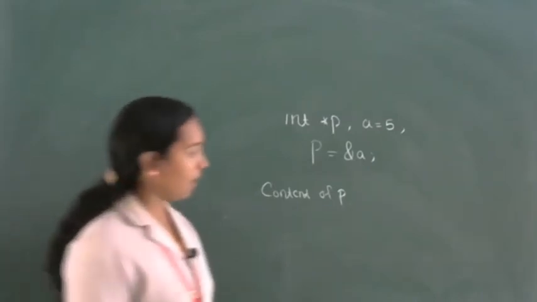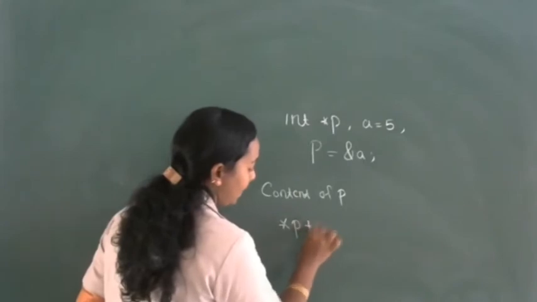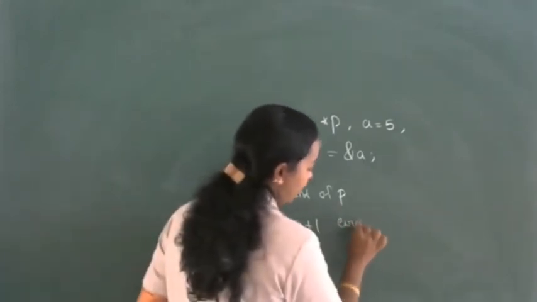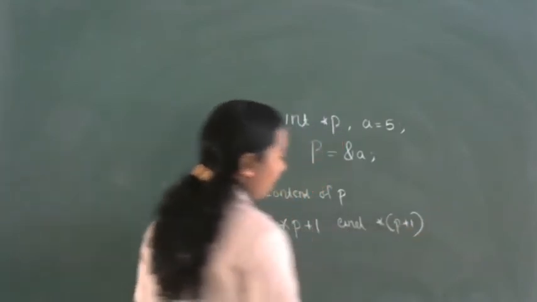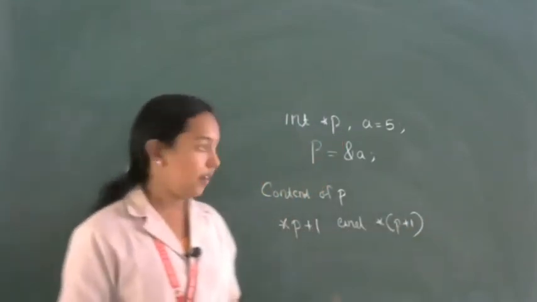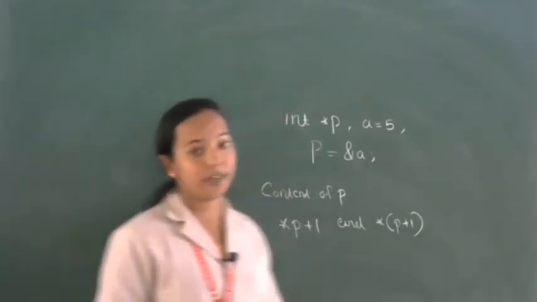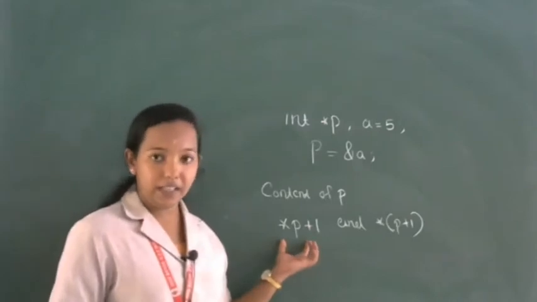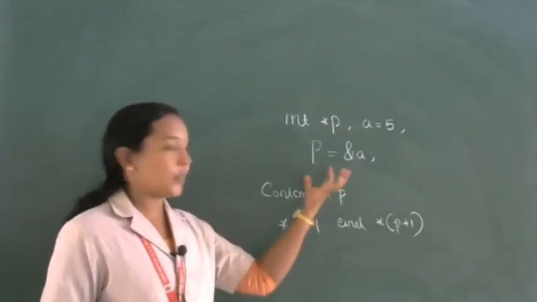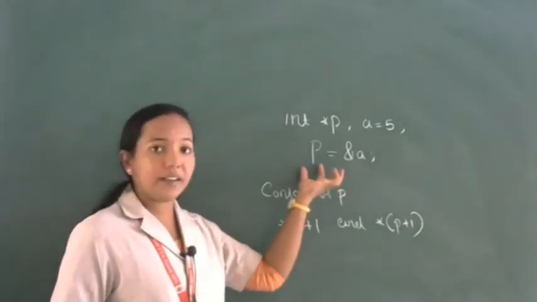The next one: how do the expressions *p + 1 and *(p + 1) differ? What is the difference between *p + 1 and *(p + 1)? Here, *p + 1 means *p indicates the value at the address held by pointer variable p. What is the value present at pointer variable p?